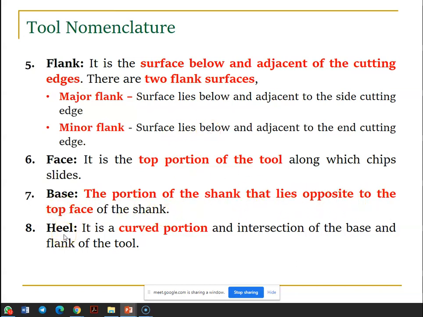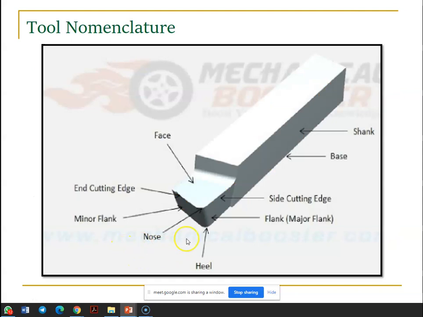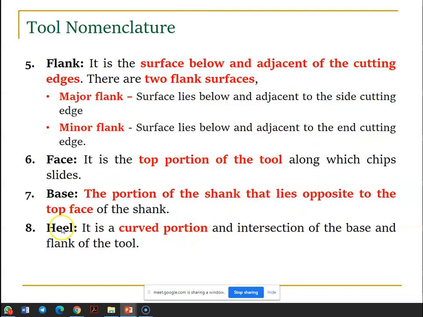So the heel is a curved portion at the intersection of the base and the flank of the tool, right? The heel is where these two flanks join with the base. So the intersection point of the flanks with the base is called the heel, right?